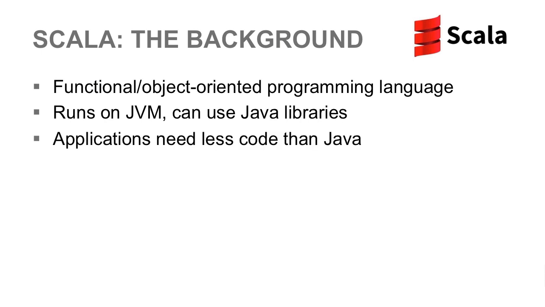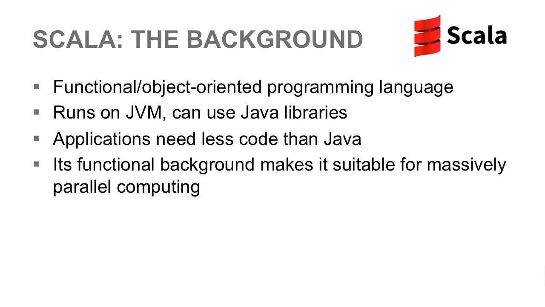One of the nice things about Scala is that the language is very expressive, and the applications need significantly less code than Java. Sometimes that can be 1/2, sometimes that is 1/5 of the Java code. One thing that is really interesting about Scala is that it has a functional background. What that means is that functions are first-class citizens in the language, and the functional paradigm is known to be very suitable for massively parallel computing.